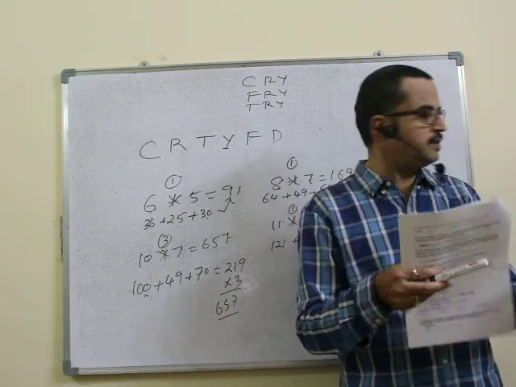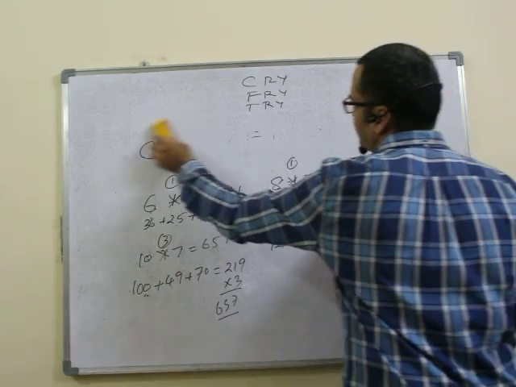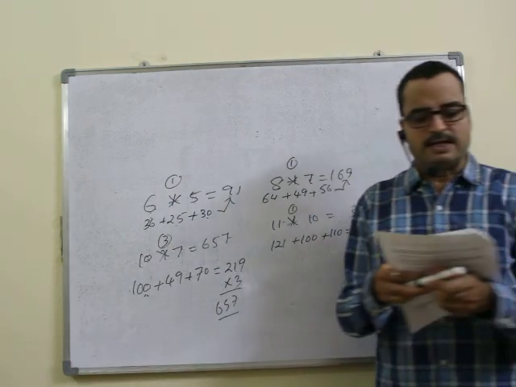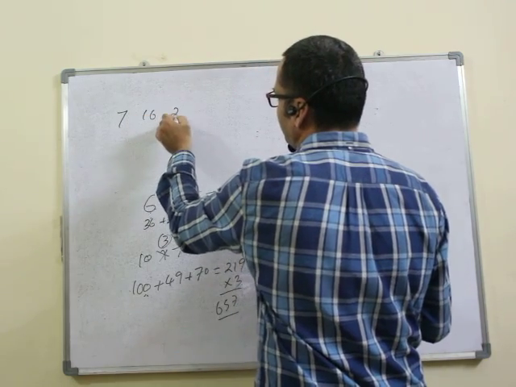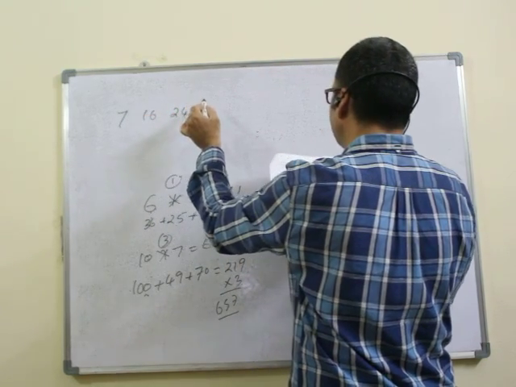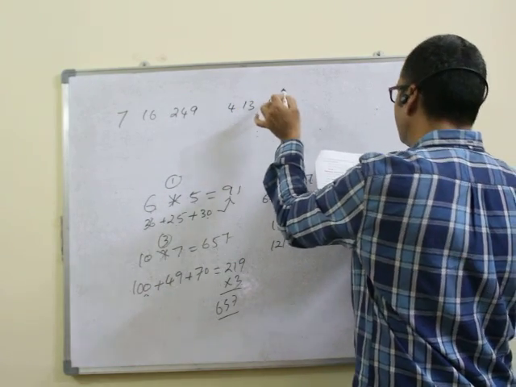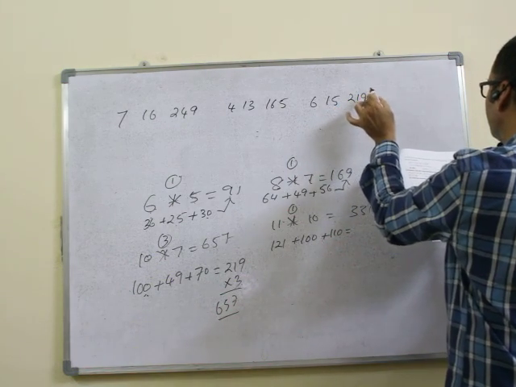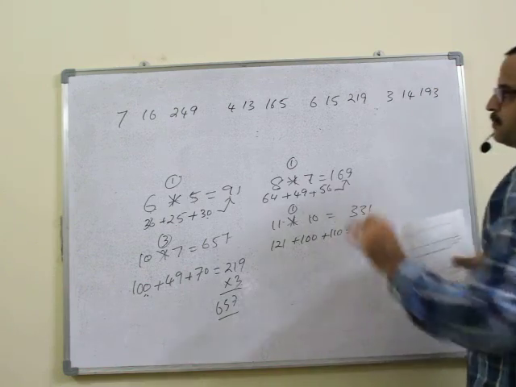See, 19 and 20, that is based on the number classification, finding the odd one out. Finding the odd one out. See, 19, what they gave you? 7 16 249. See, 7 16 249. Okay, in the same way 4 13 165. Okay, 6 15 219. 3 14 193.